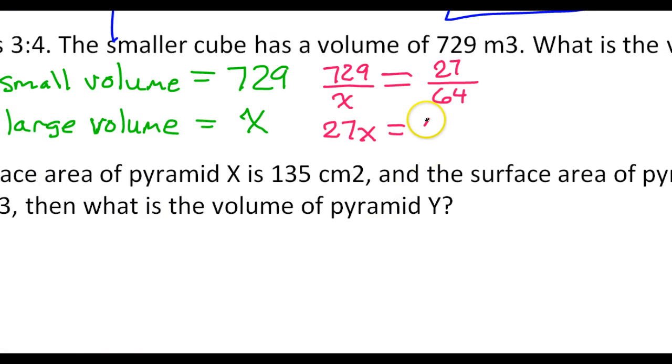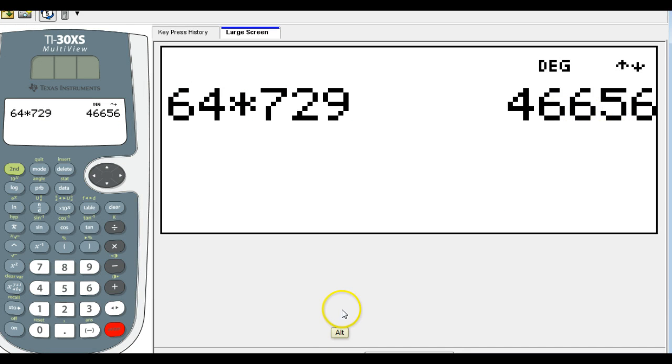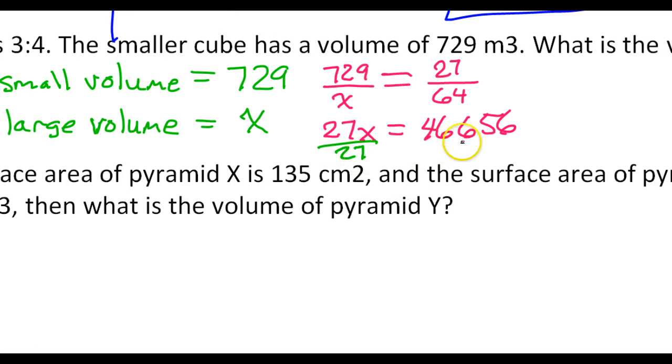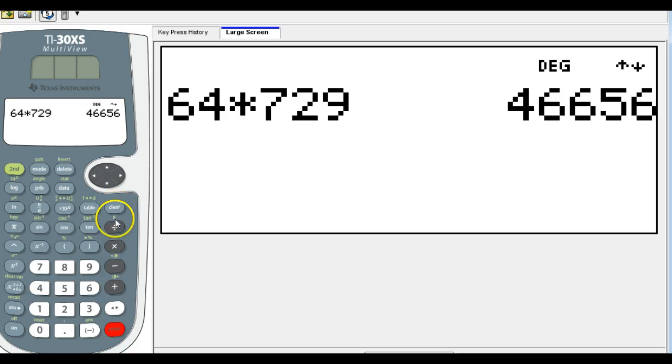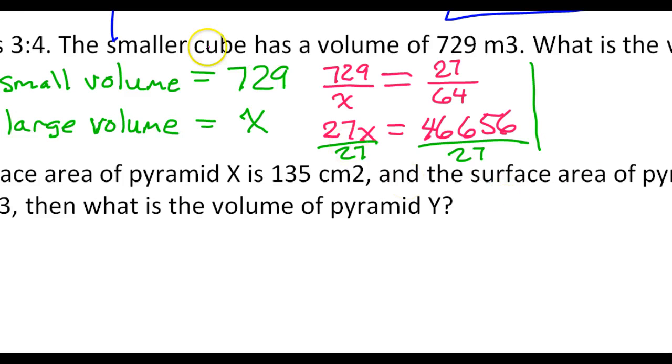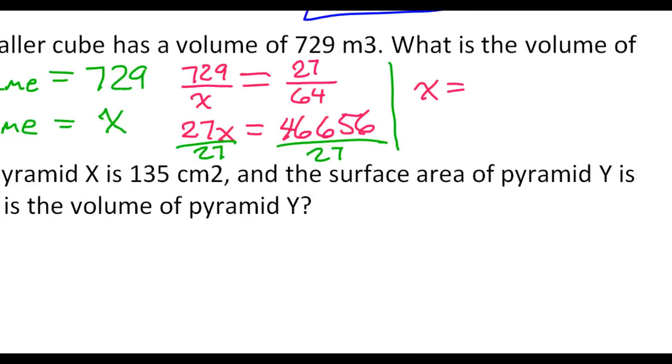That's 46,656. Just checking. Then, of course, I would divide both sides by 27, which gives 1,728. And we're talking volume, so it'll be cubic meters.